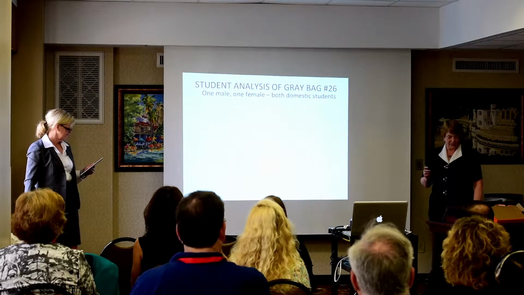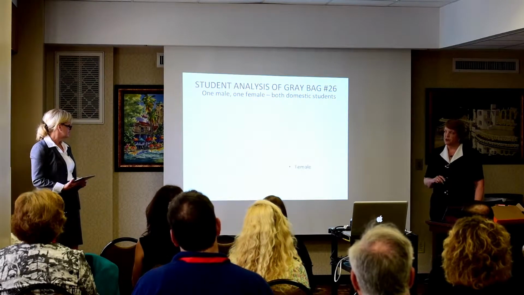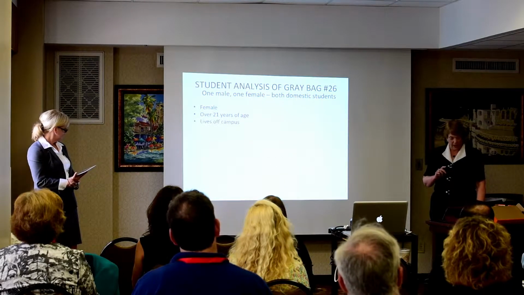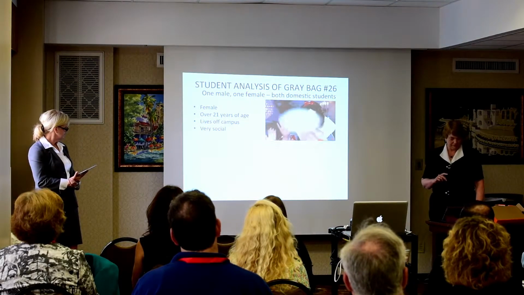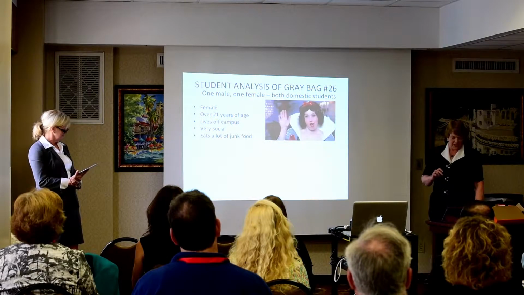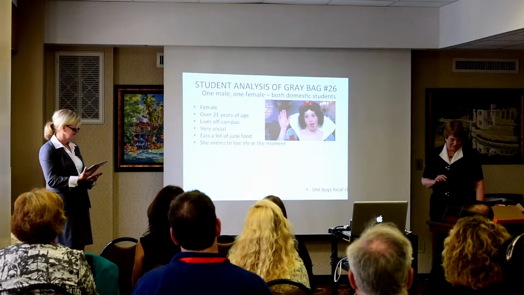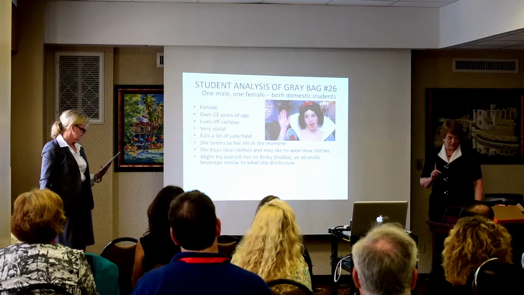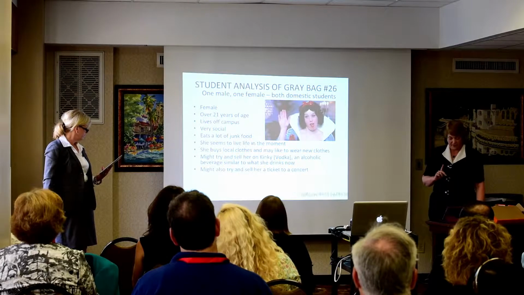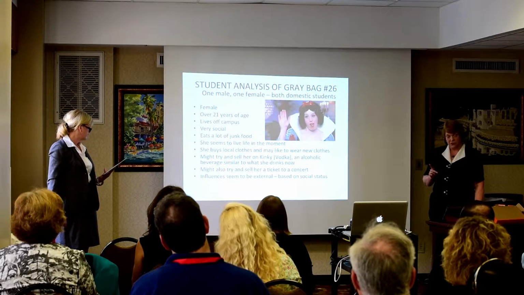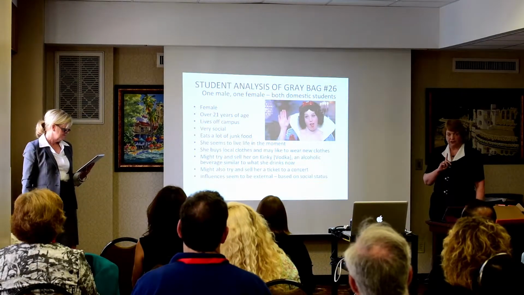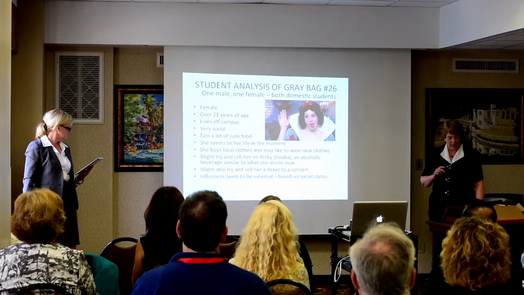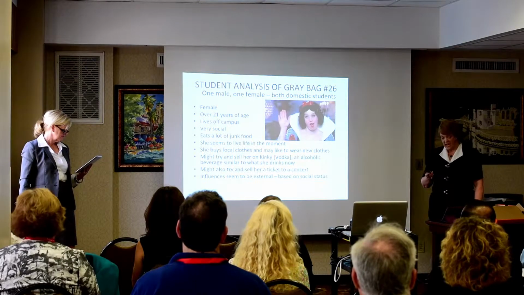Their analysis of this consumer said that she was female, over 21 years of age, lives off campus, very social, eats a lot of junk food, and seems to live life in the moment. She buys local clothes and may like to wear new clothes. They might try to sell her kinky vodka, an alcoholic beverage similar to what she's already drinking, and they may also try to sell her a concert ticket. They think the influences for her were external and based on social status.